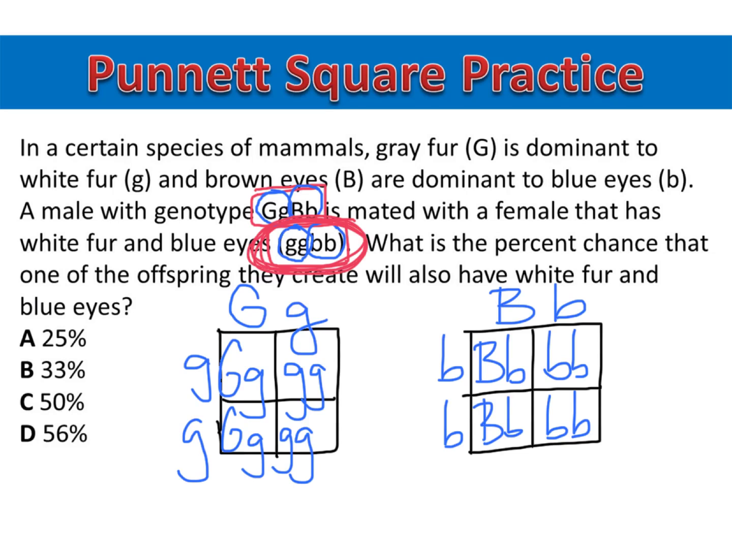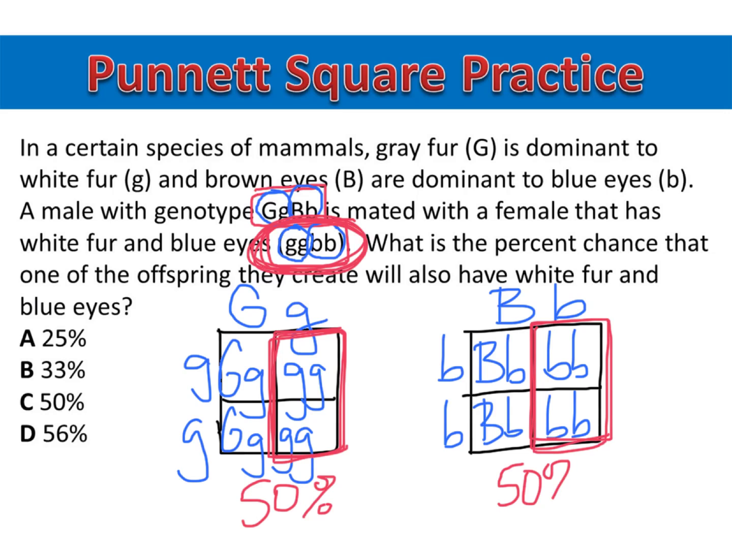So in my first Punnett square, I can see that 50% of the offspring will be homozygous recessive and have white fur. And in my second Punnett square, I can see that 50% of the offspring are homozygous recessive and will have blue eyes.